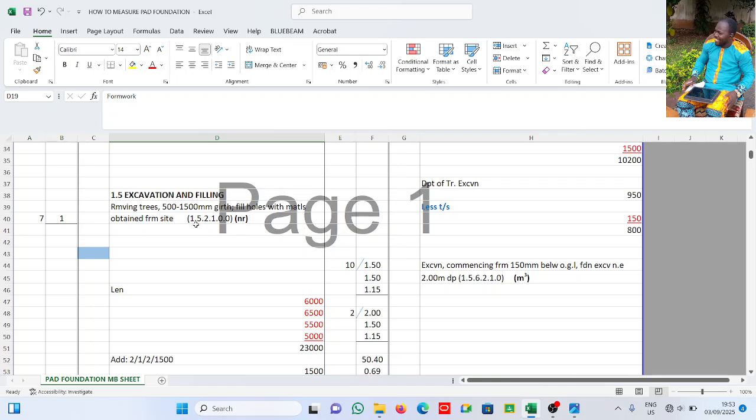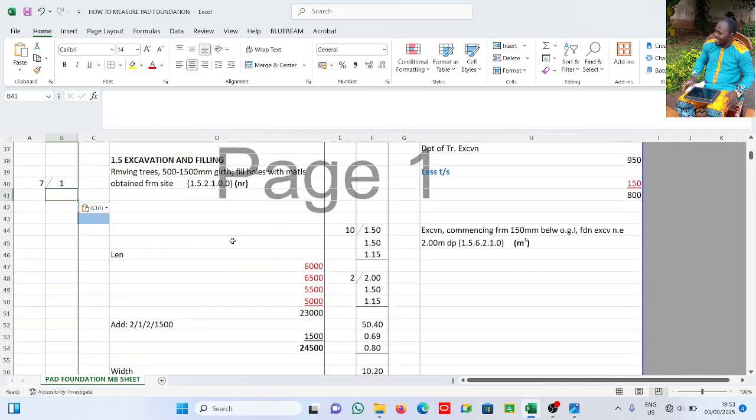Alright. And after removing, fill holes with materials obtained from site. It is in section 1.5.2.1.0.0 of the BESMM4R. It's a number item. I put 1 and then I multiply by the total number. Alright? It's as simple as that. If it's an exam, I've gotten my mark on that one, full mark. Alright, so let's go ahead.